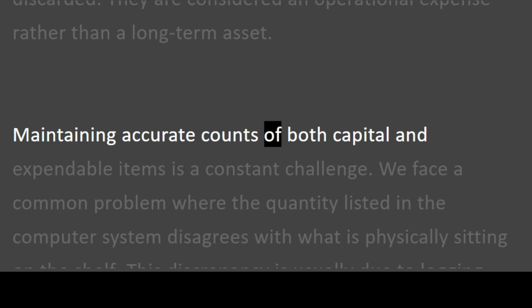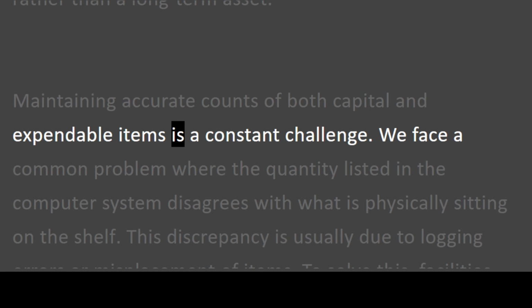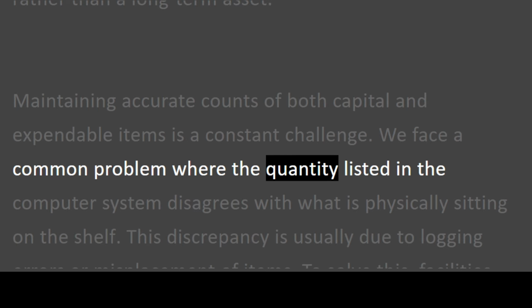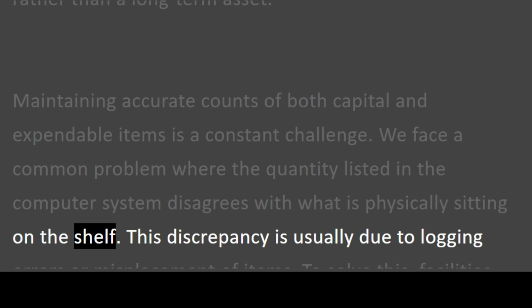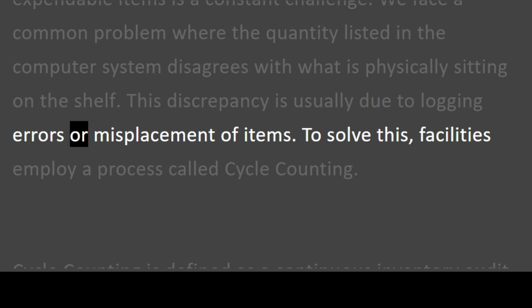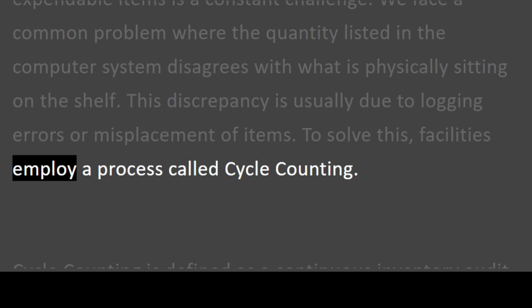Maintaining accurate counts of both capital and expendable items is a constant challenge. We face a common problem where the quantity listed in the computer system disagrees with what is physically sitting on the shelf. This discrepancy is usually due to logging errors or misplacement of items. To solve this, facilities employ a process called cycle counting.